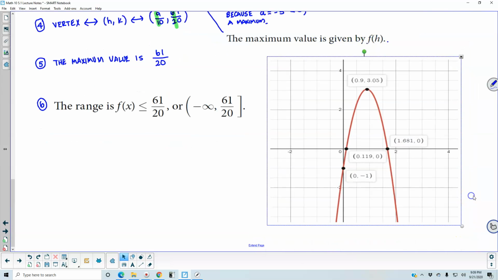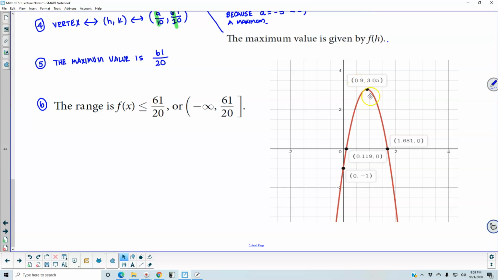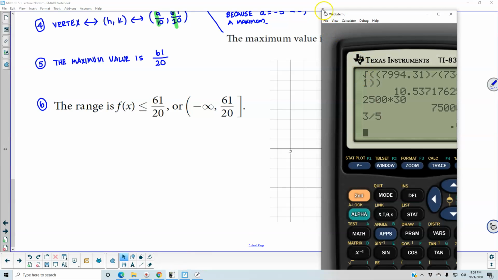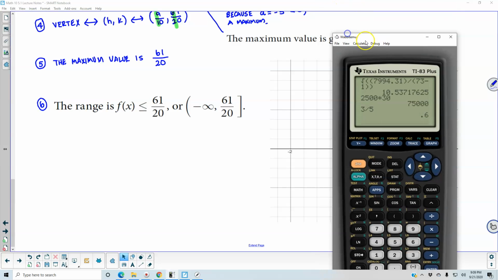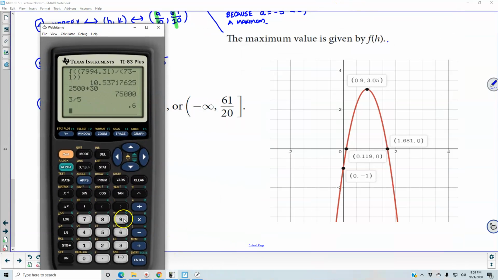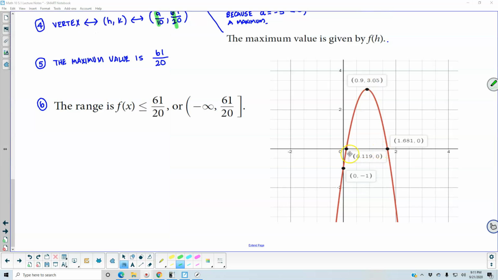If we take a look at this graph, the vertex we can see here is 0.9. Let's verify that against our vertex. The beginning part of our vertex was 9 over 10, which gives us 0.9, right? And 61 over 20 gives us 3.05. We can also see it crosses the x-axis at those two x-intercepts.